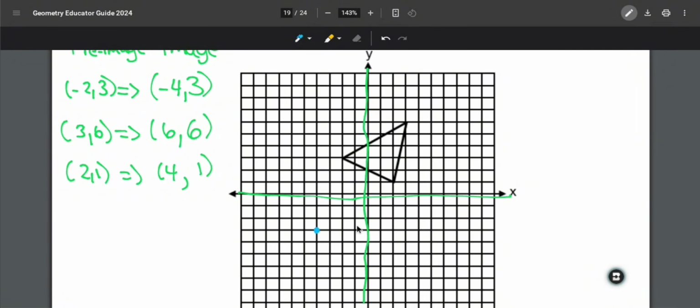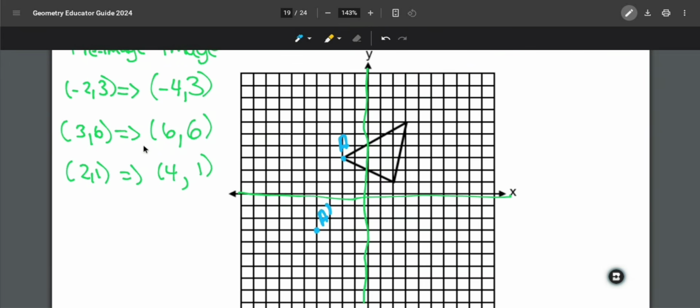I would prefer to label my points so it's easier for me to graph. So my original point was at -2, 3. So that was here. That was my original point. So I can call this point A. So this is going to be point A prime, because that's my image.